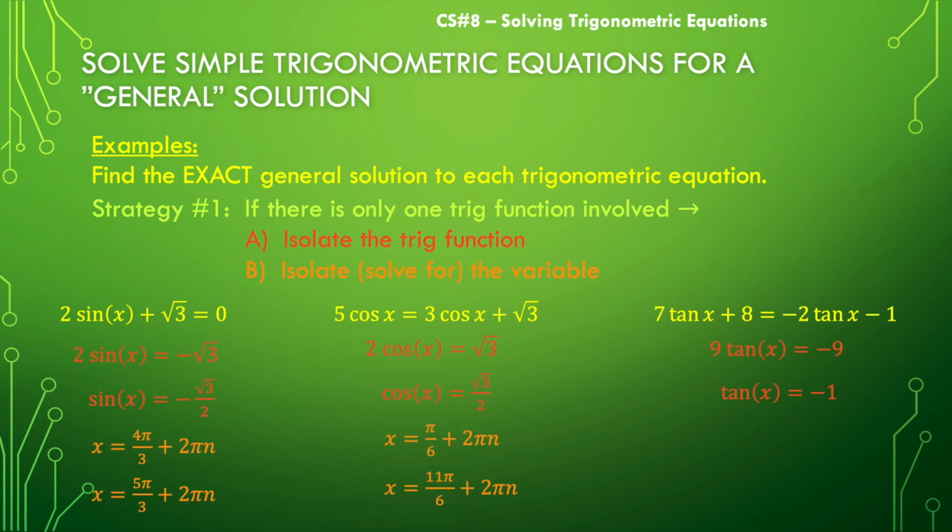And so now I'm thinking about, okay, on the unit circle, where do I have a tangent that's negative 1? And that should be at 3 pi over 4 and 7 pi over 4. And remember, we want to be careful with tangent, we're adding pi n. Oh, but aren't these just pi units apart? So I don't really need that second one either. Okay, so that wraps up this first video on some simple trig equations with a general solution.